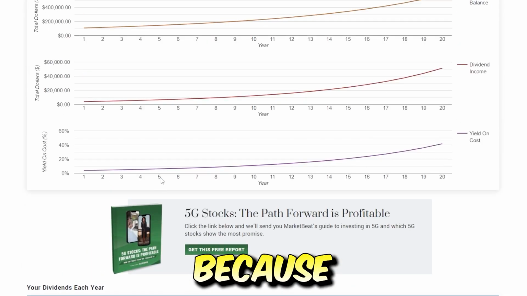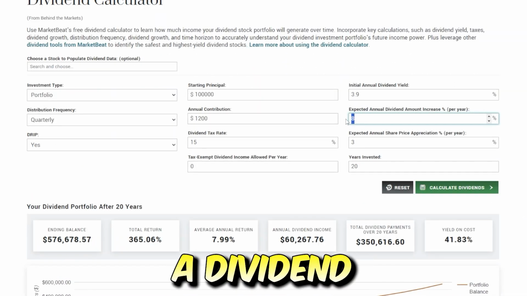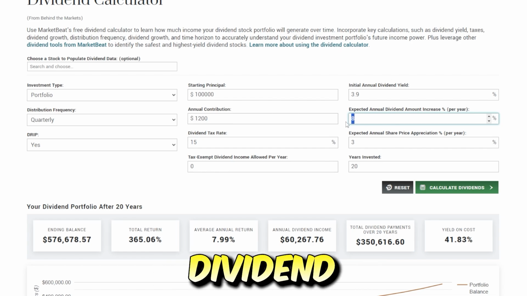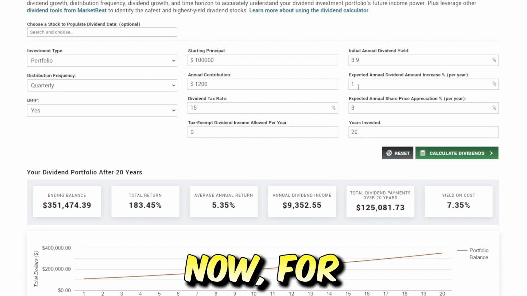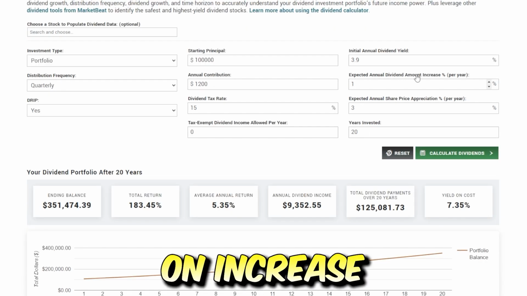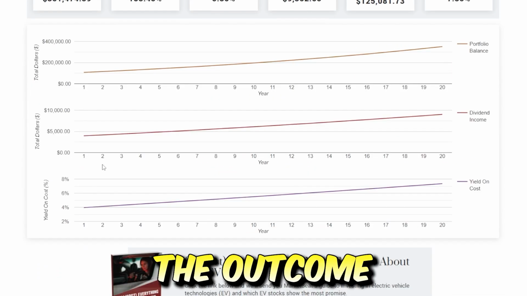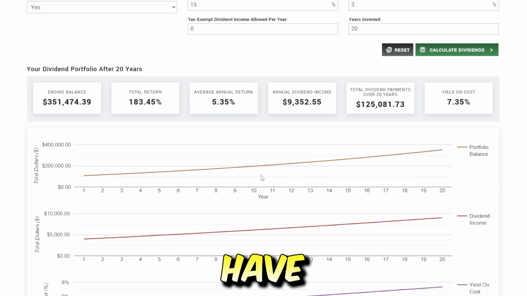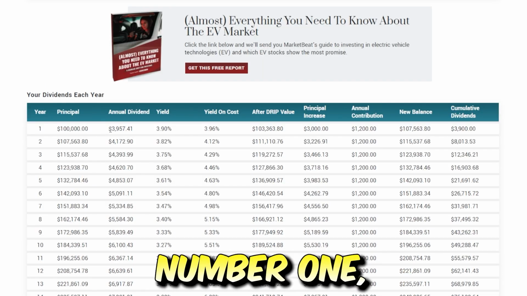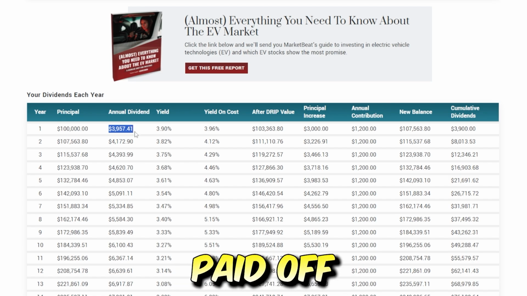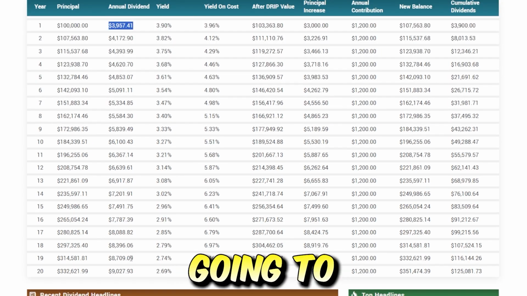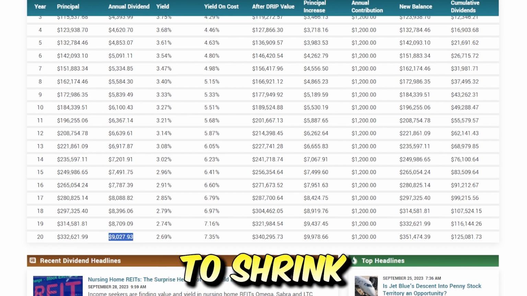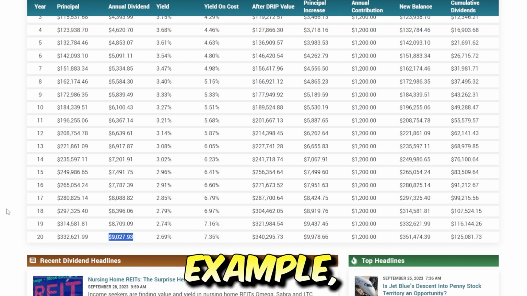And this only happened because, for this one example, we use an example of a dividend growth ETF that does historically have a nice, fast annual dividend amount increase or fast dividend growth. Now, for example, if we were to change the expected annual dividend amount increase to 1% instead of 8%, the outcome is going to look so different. You can see right here the power of compounding does not necessarily kick in like it would have otherwise. And you can see this by after year number 1, the same amount of dividends more or less is being paid off of the original principal, but very quickly on you're going to notice that the amount of dividends annually is going to shrink like crazy.